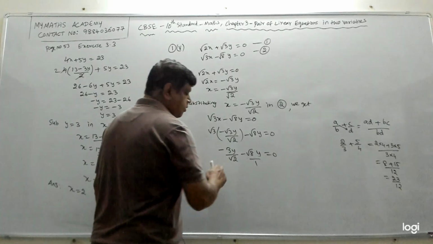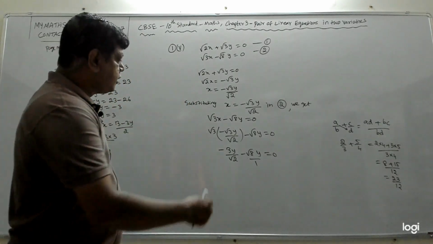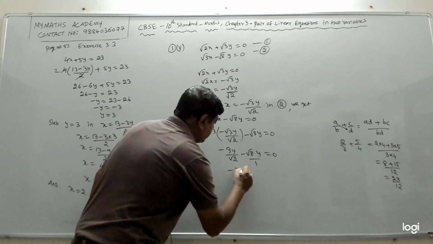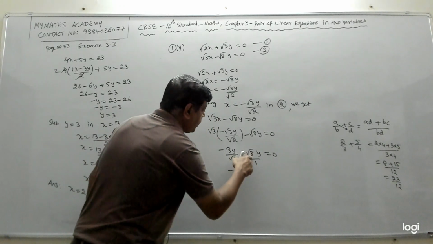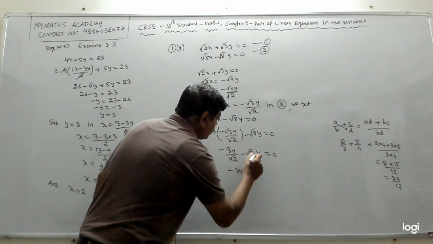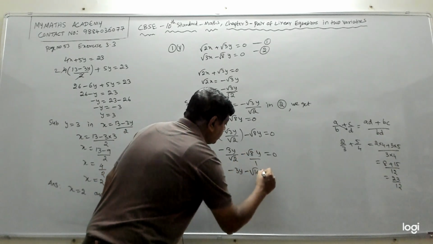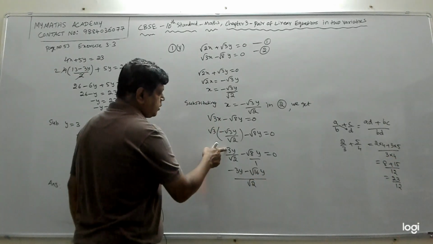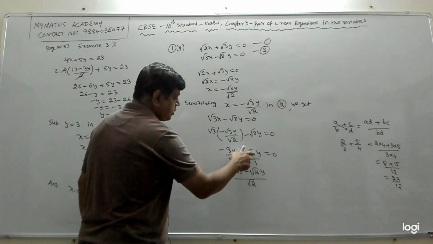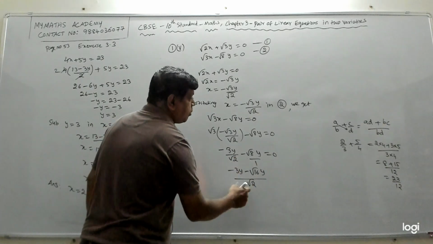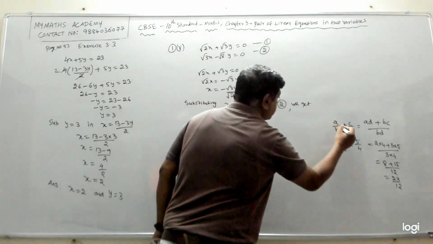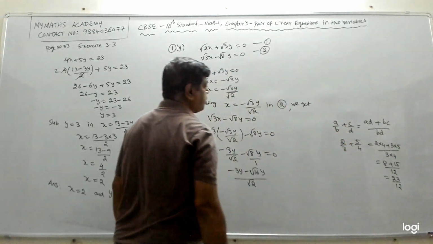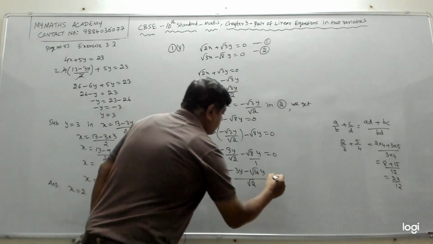So now if you add this, what do we get? Minus 3y into 1 is minus 3y. Then root 2 into root 8 is root 16, so root 16 y by root 2 into 1 is root 2. Clear? So this into this minus this into this, divided by the root number. That is equal to 0.